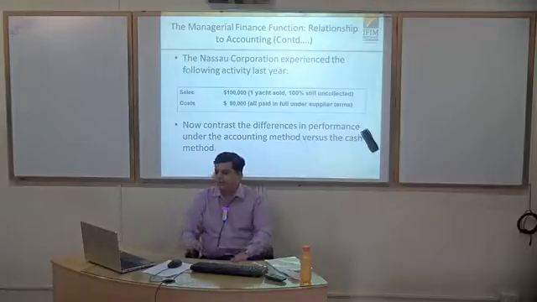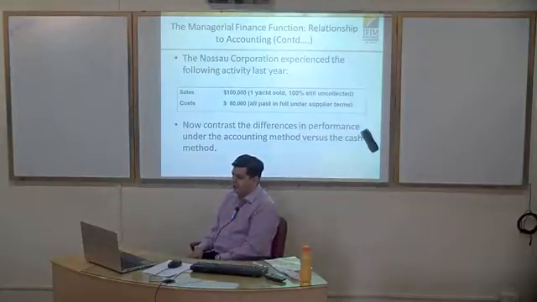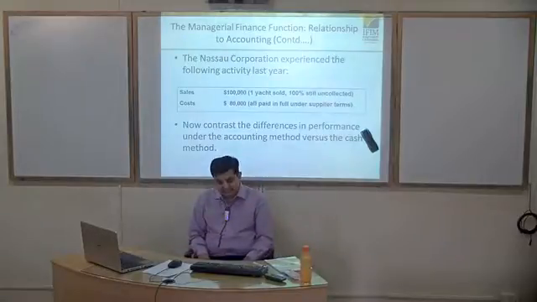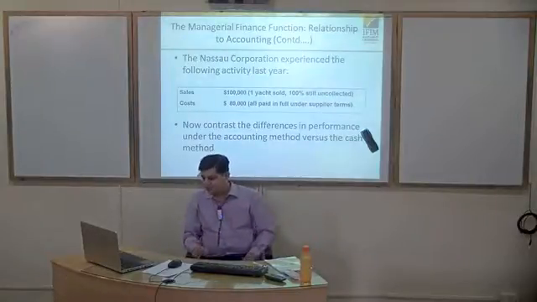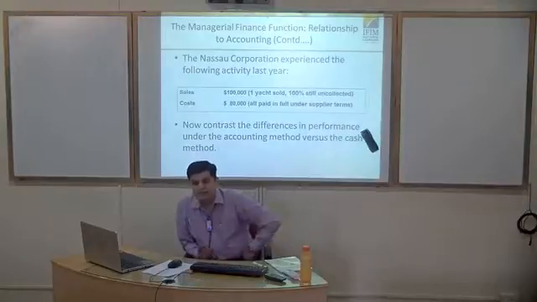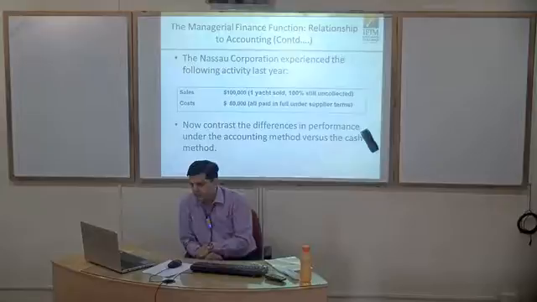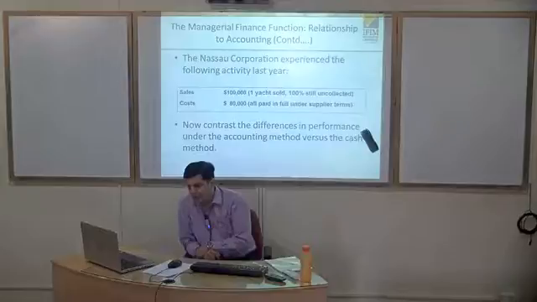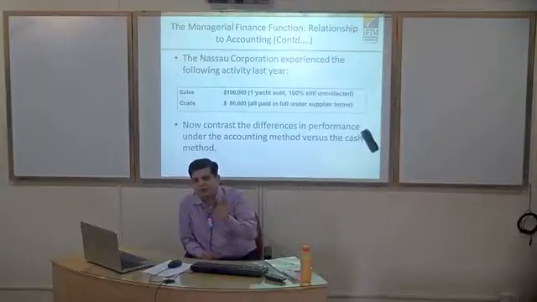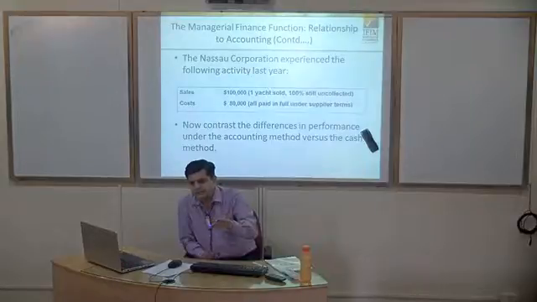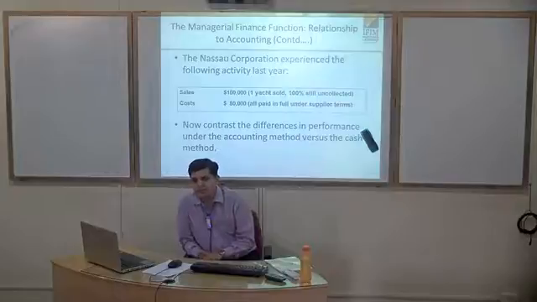We have this company called Nassau Corporation, which experienced the following activity last year. Sales: it sold one yacht, 100% still not collected. So this company has sold one of the yachts for about $100,000, and the cost is about $80,000, all paid in full under the supplier's terms. So we have paid all the cost as per the supplier's requirement, and we are yet to receive $100,000 from the buyer who got the yacht from us.